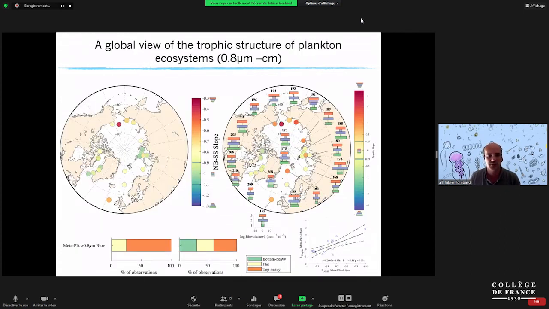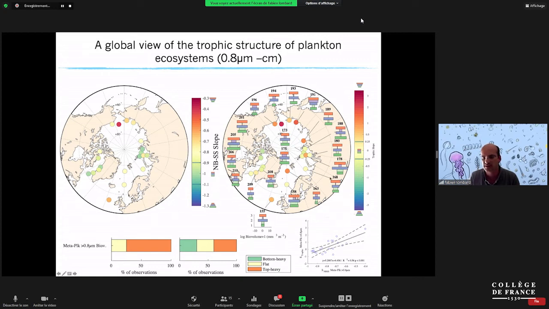And what we got out of that, so basically that's the polar ecosystem, the polar part of the expedition, on which we were able to look at that from 0.8 micrometers to centimeter scale. And that's the slope of that decreasing relationship. So basically, we are looking at the size structure. And here, that's the same one, but looking at the trophic slope, so the slope when fitted on those histograms.